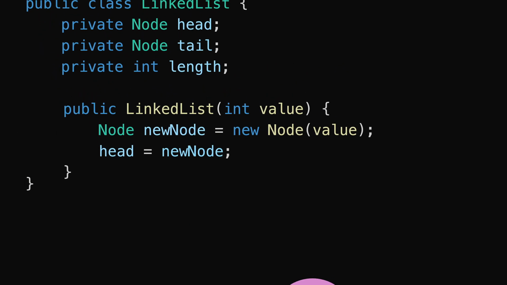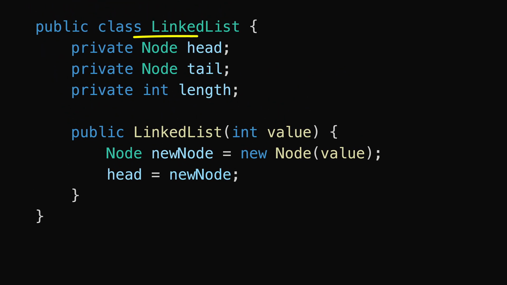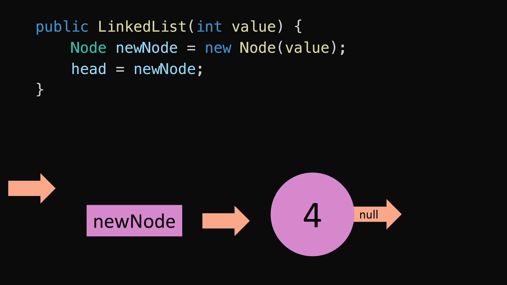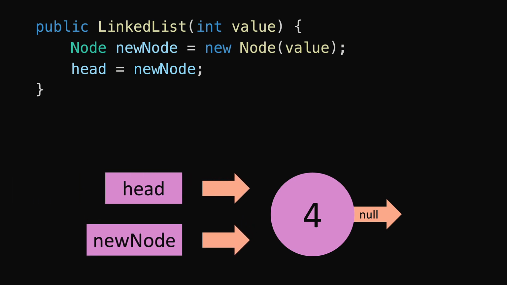So I'm going to bring back the rest of our code here. And you can see head is a variable of type node, which means it is a pointer to a node. And newNode is of type node, which means it's a pointer to a node. So when you say head equals newNode, you're just making head point to the same node that that newNode variable is pointing at. So I'm going to bring this back up, and head equals newNode is doing this.